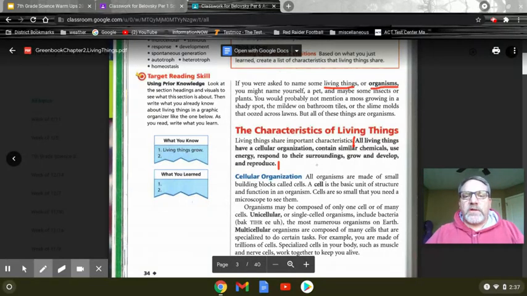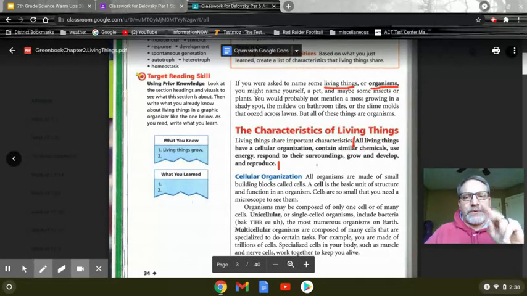It says all living things have cellular organization. That's number 1. That means that every living thing that we know of is made of cells. Everything. We do not know of anything on earth that is living that is not made up of cells. Every living thing on earth is made of cells.